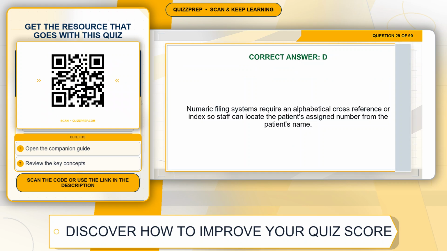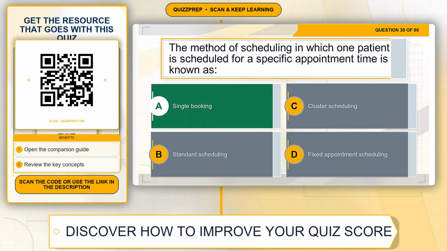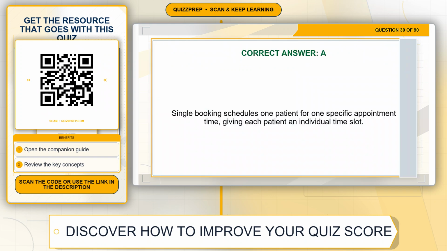patient's name. Question 30. The method of scheduling in which one patient is scheduled for a specific appointment time is known as: Option A, single booking. Option B, standard scheduling. Option C, cluster scheduling. Option D, fixed appointment scheduling. The correct answer is option A, single booking. Explanation. Single booking schedules one patient for one specific appointment time, giving each patient an individual time slot.